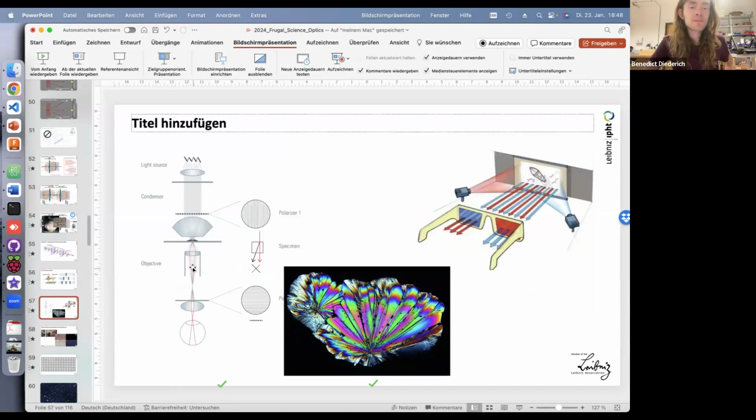So polarization microscopy is one of these techniques where you can create contrast. And so it works like that. So you have a light source, for example, LED or tungsten or halogen, that is completely unpolarized. And then you have a polarizer right here. And then you have a specimen which can eventually rotate the polarization state.